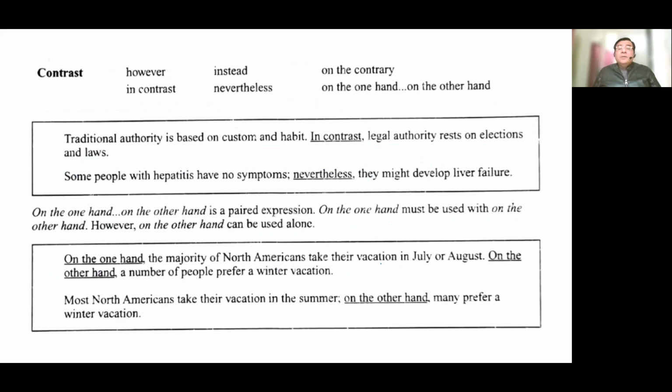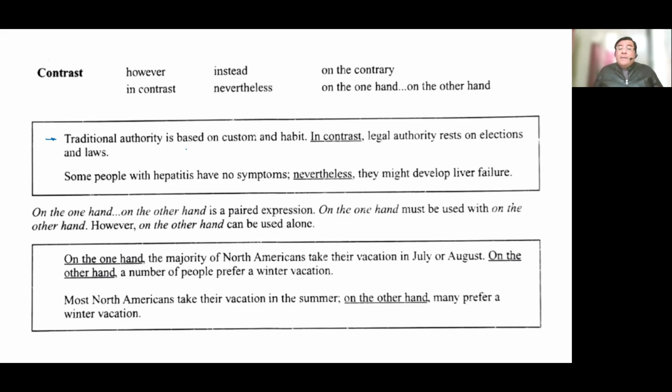So let's keep going with the conjunctive adverbs of contrast. We have however, in contrast, instead, nevertheless, on the contrary, and a paired contrast conjunctive adverb, like on the one hand and on the other hand. Take a look at these examples. Traditional authorities are based on custom and habit. Full stop, that means the first sentence ended there. Then we have the transition in contrast, comma, legal authority rests on elections and laws.